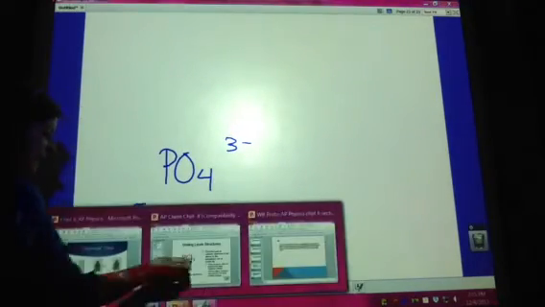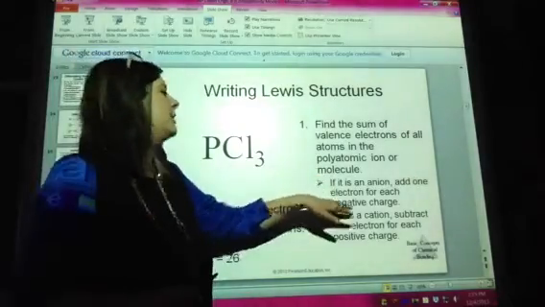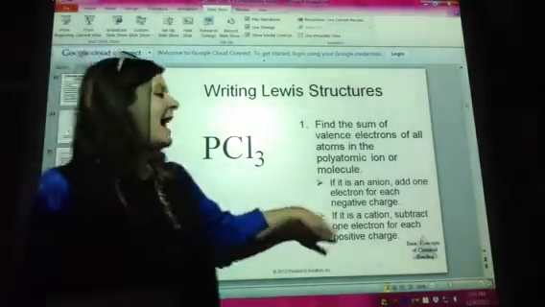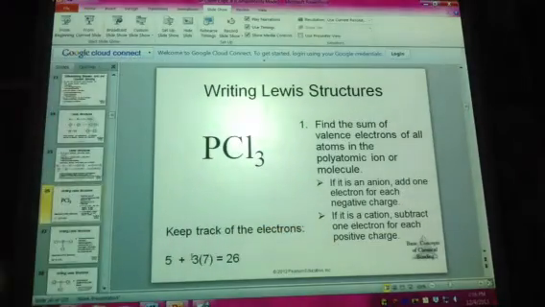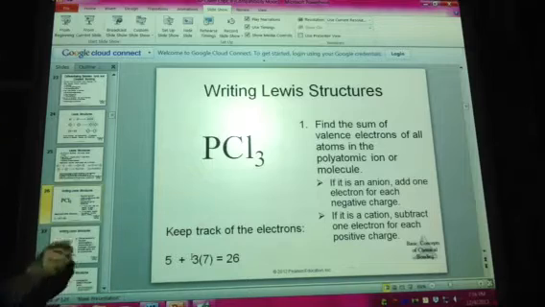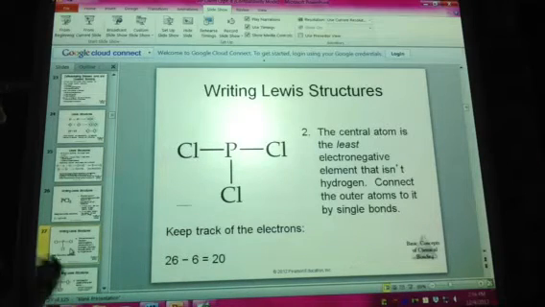So when they're saying, if it's an anion, make sure you're adding the electrons if it's negative, and if it's a cation, it's positive, that means we're taking an electron away. So first things first, find the sum of the valence electrons. Next thing, figure out the central atom.